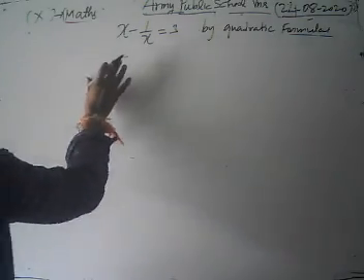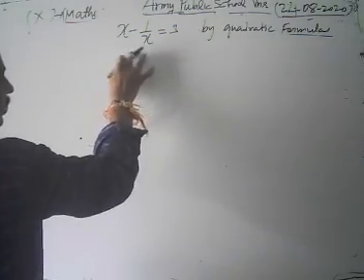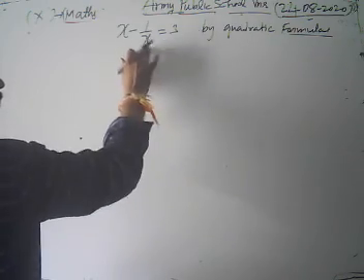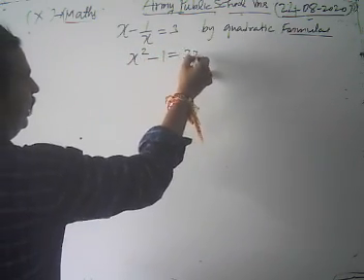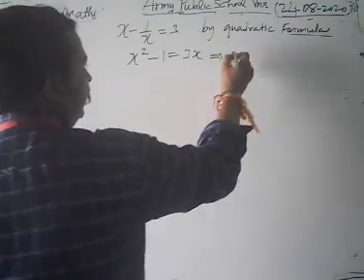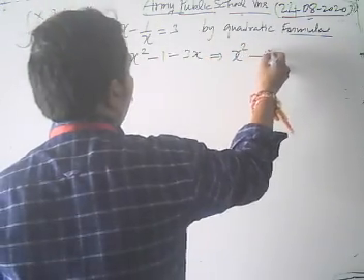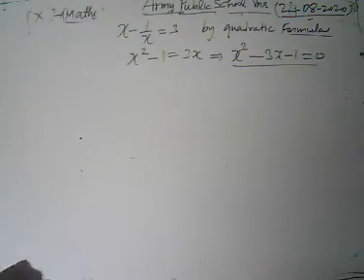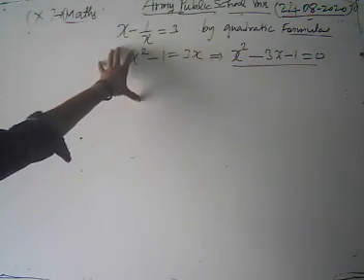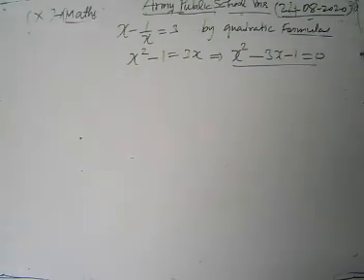First of all, we have to make the standard form. Then we have x square minus 1 is equal to 3x. Then in standard form, it's x square minus 3x minus 1 equal to 0. First of all, we reduce our equation to the standard form. Then what do we have?